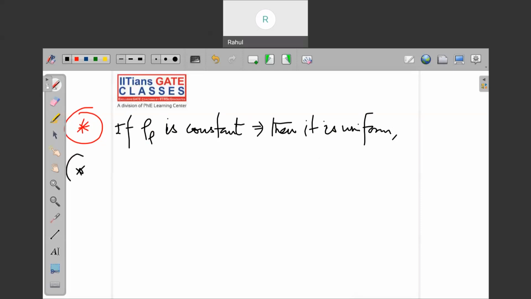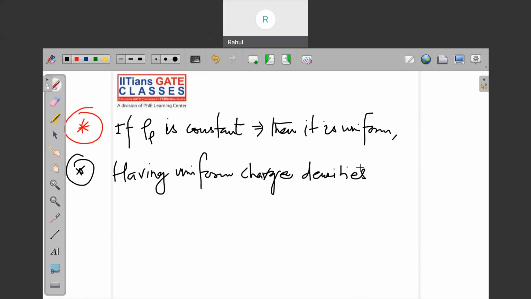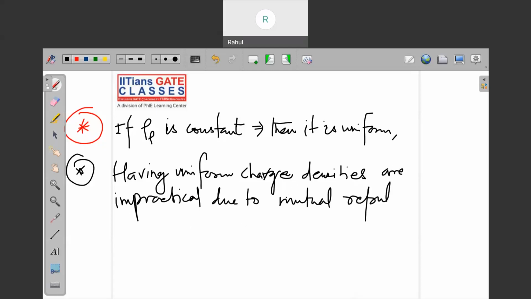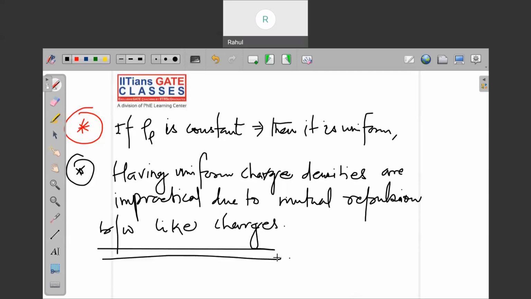You can write here, which is very important: having uniform charge densities is impractical due to mutual repulsion between like charges. So having uniform charge densities is impractical, remember.